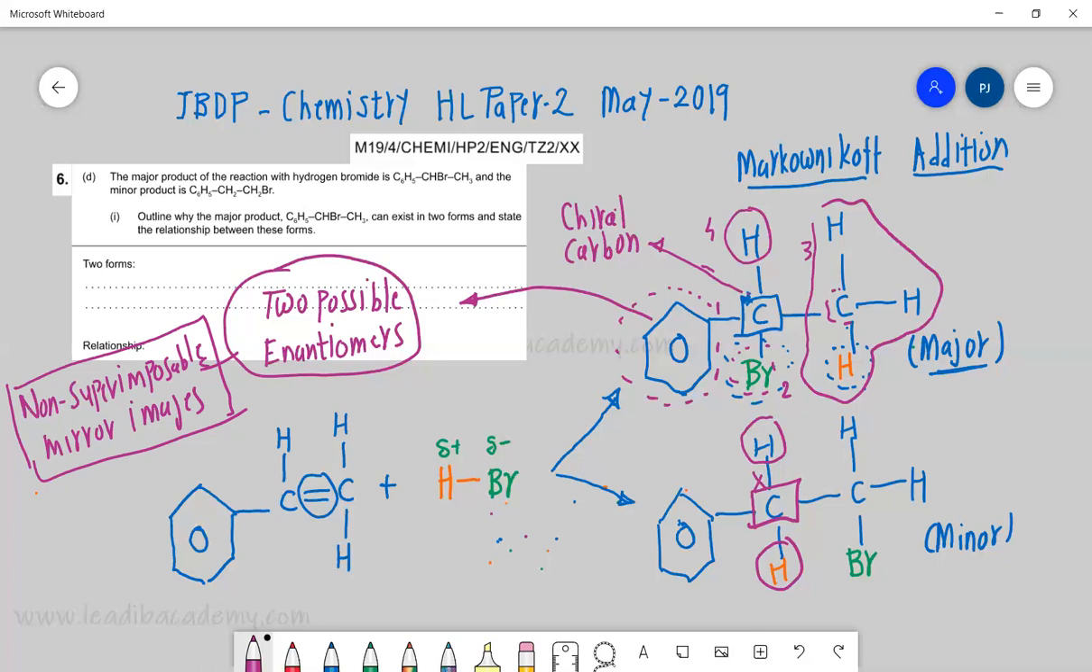The major product is optically active, while the minor one is not, so we will not talk about that at all. Our focus would be only on the major product. There is an optically active or chiral carbon, and because of that there will be two possible enantiomers, that is, non-superimposable mirror images. Extremely simple.